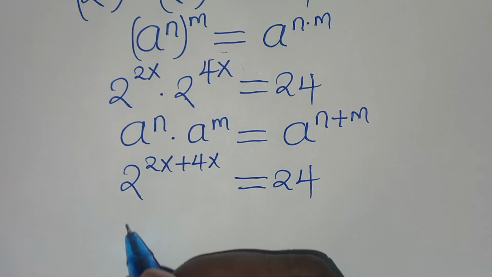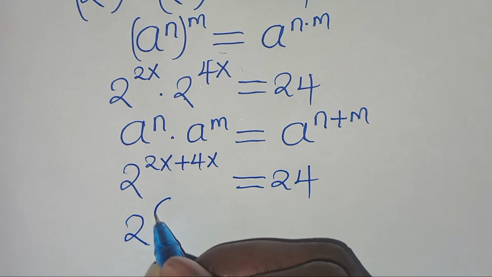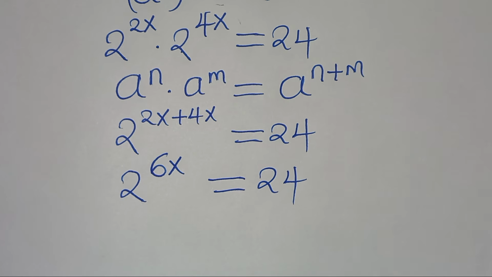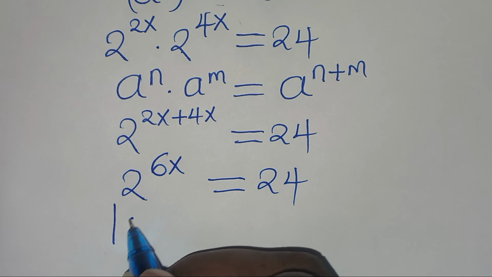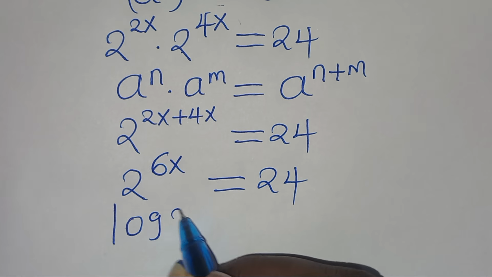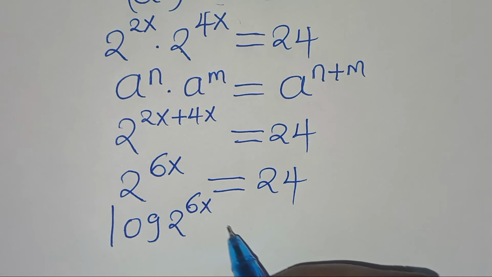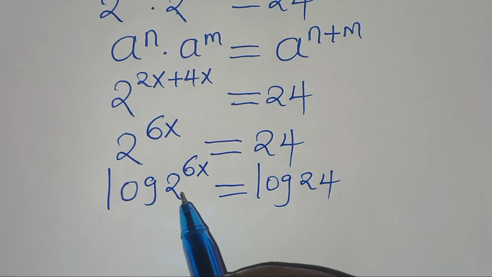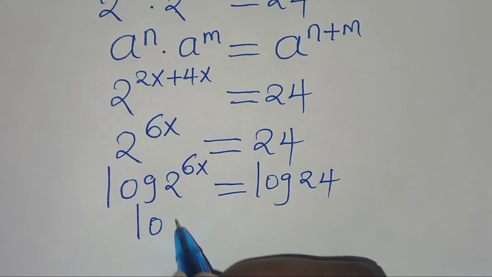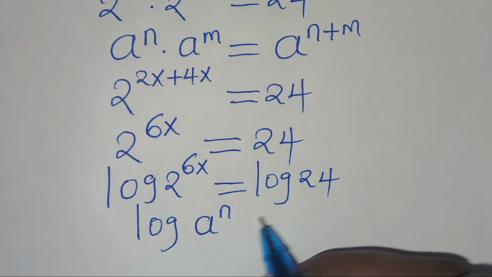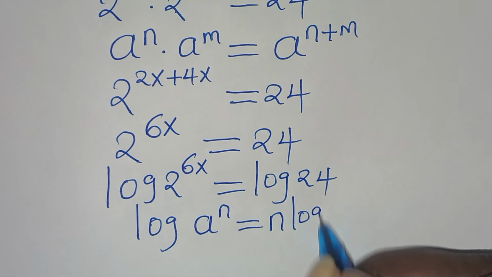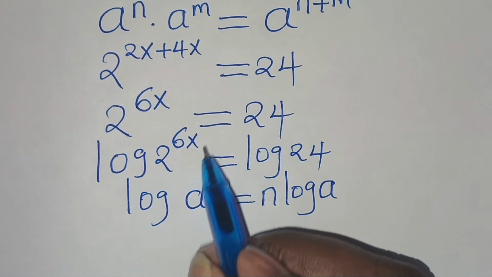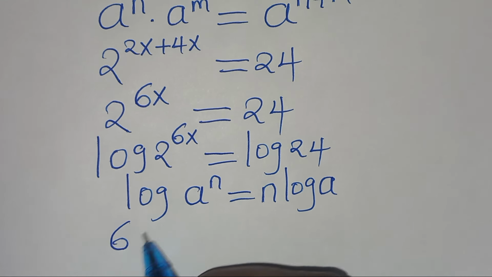So this implies we have 2 to the power of 2x plus 4x. This is 6x. This is equal to 24. To solve for x here, we introduce logarithm on both sides so that we have log 2 to the power of 6x. This is equal to log 24. Now, we have that log 2 to the power of 6x. This is in the form of log a to the power of n, which we can express as n log a. Applying this power rule property of logarithm, then we have log 2 to the power of 6x. This becomes 6x log 2.